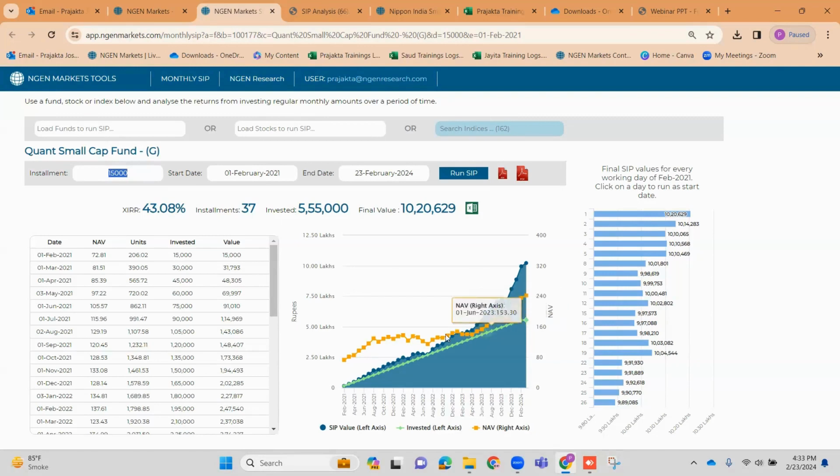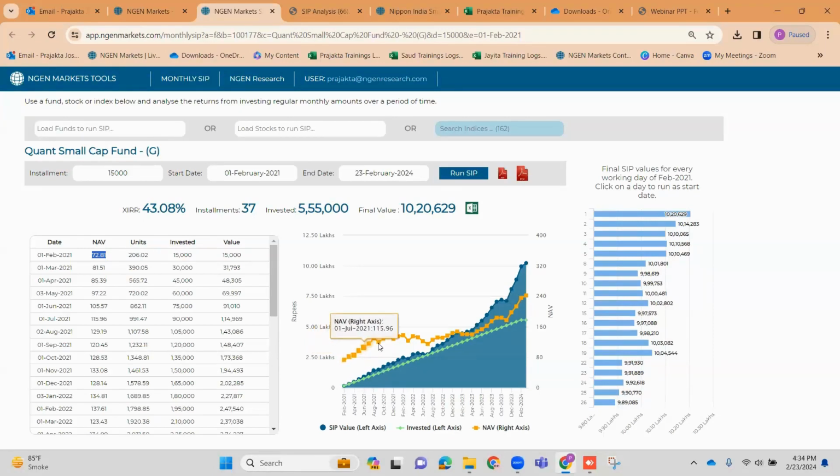Now, the orange line chart that you can see, and please see this considering the y-axis on the right-hand side, right? There are 2 y-axes. Focus on the y-axis that appears here on the right-hand side, which maps the NAV of the particular fund. In this case, it's a Quant Small Cap fund. When you put in the first installment of your SIP, the NAV was 72.81. And that is exactly what is also visible in this tabulated manner, right? So this was the NAV of the fund.